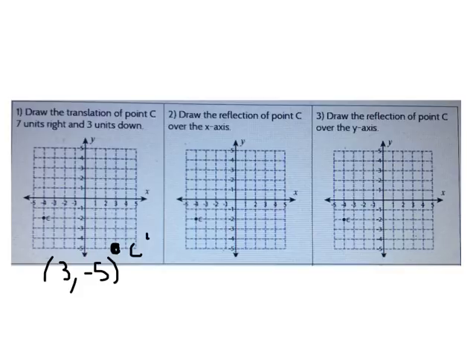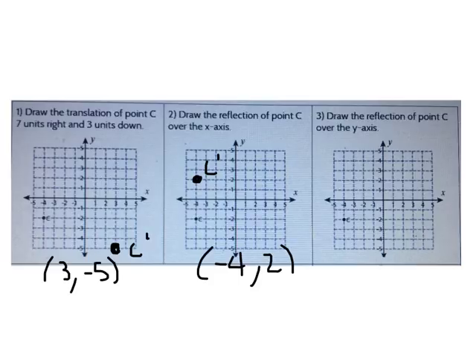Draw the reflection of point C over the x-axis. Do that now, then enter the ordered pair for C' in the box. C' is at -4, 2. It's still 2 units away from the axis, now on the opposite side.